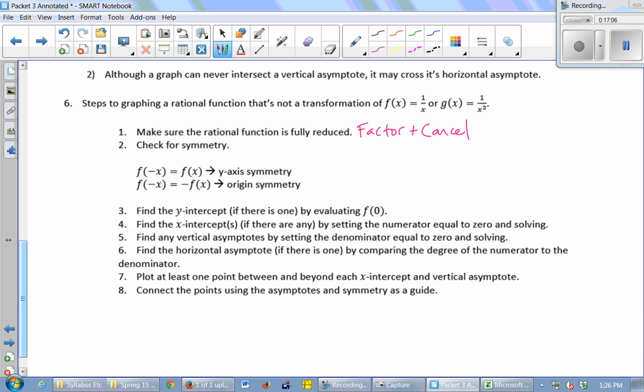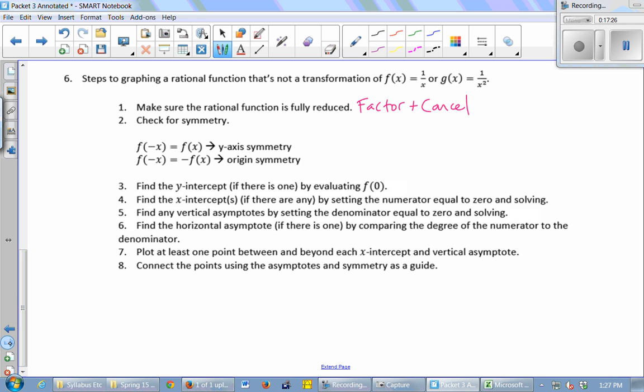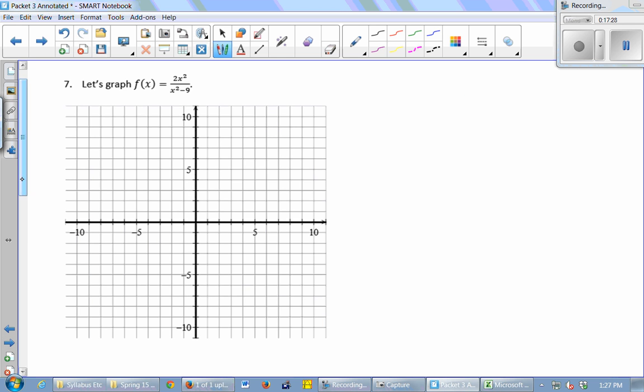Find vertical asymptotes by setting the denominator equal to 0. Horizontal asymptotes by comparing the degree of the numerator and the denominator. And then plot at least one point between and beyond each x-intercept and vertical asymptote. Connect the points using the asymptotes and symmetry as a guide. All right, so I've got a couple of examples we can do together.